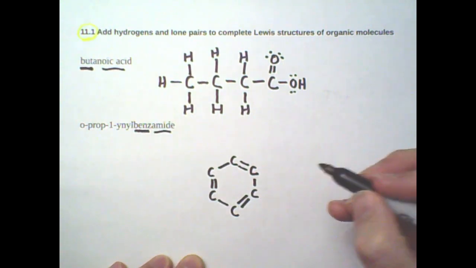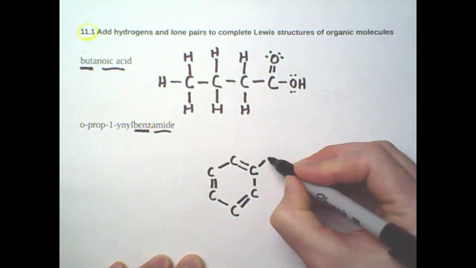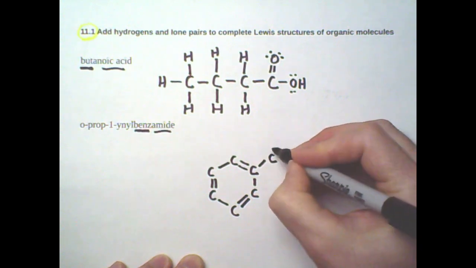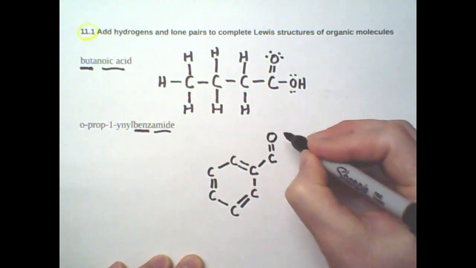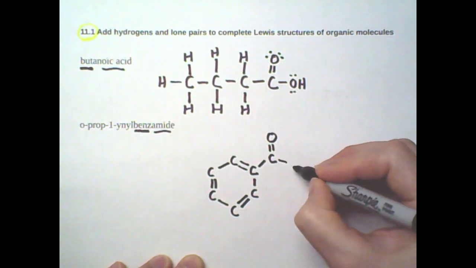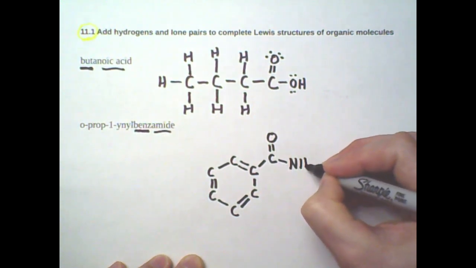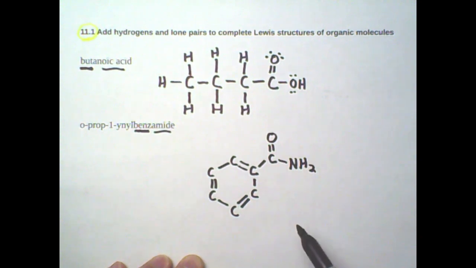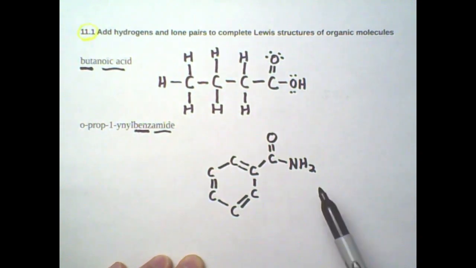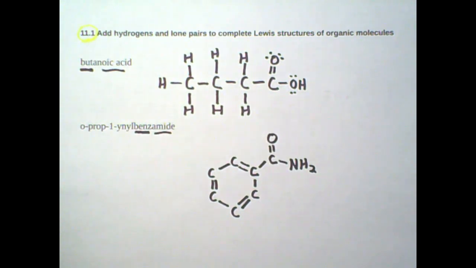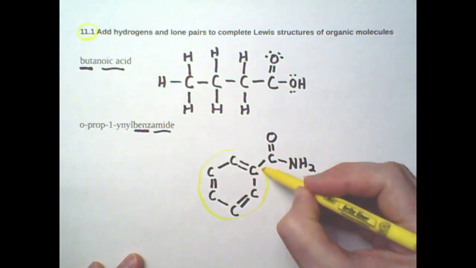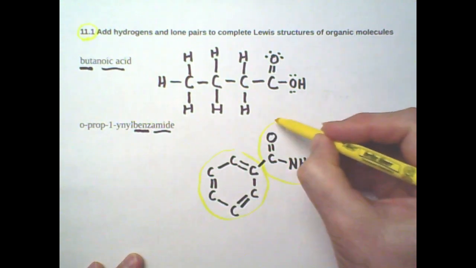Then we've got to do the suffix amide. So you find that on your functional group sheet, and it's got that double bonded oxygen. And instead of an OH like a carboxylic acid, it has NH2. So this is the amide. We've done benz here. We've done amide there.